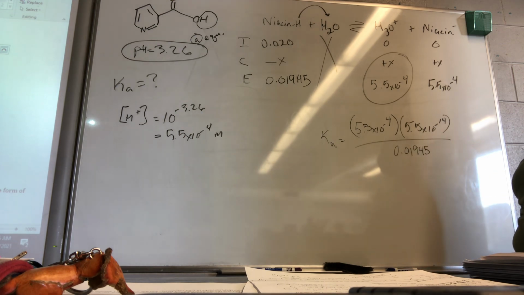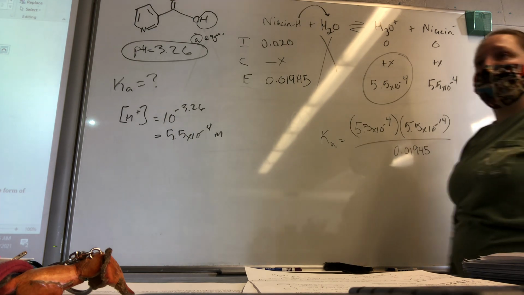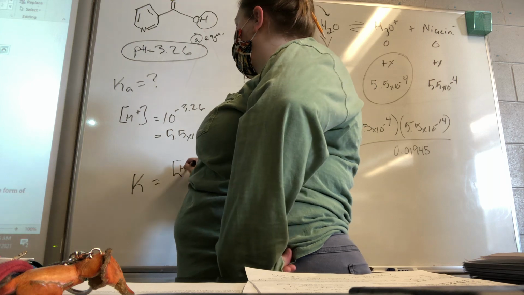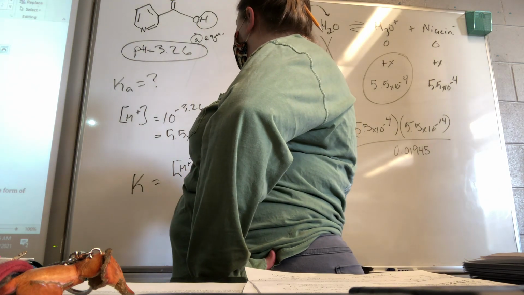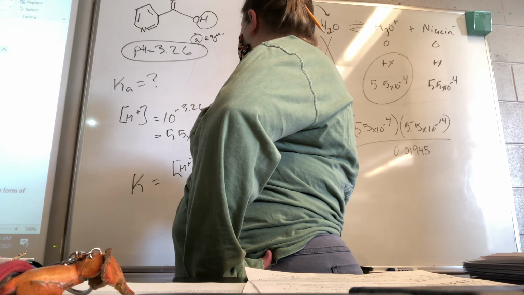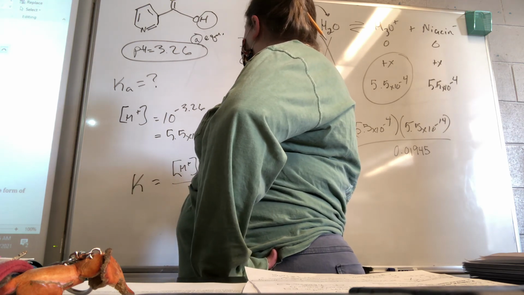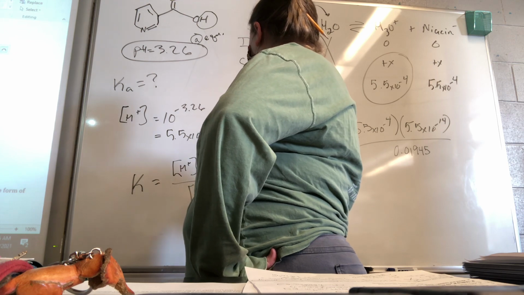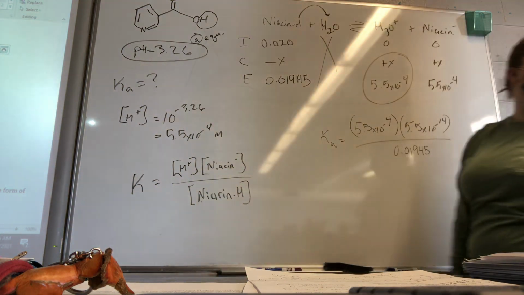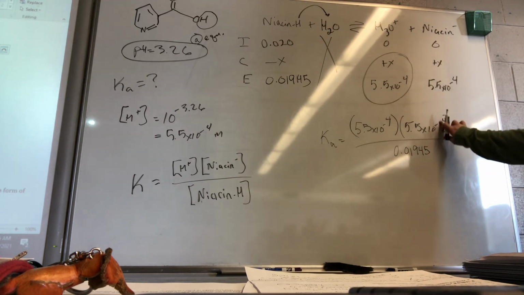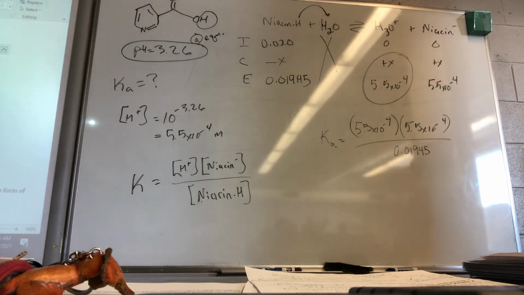I didn't write a K expression, but what would the K expression look like before we plug numbers in? H plus times niacin minus, the base form, over niacin with the H attached. Is that second 5.5 supposed to be a 4? My hand slipped. The answer is 1.6 times 10 to the negative 5th.